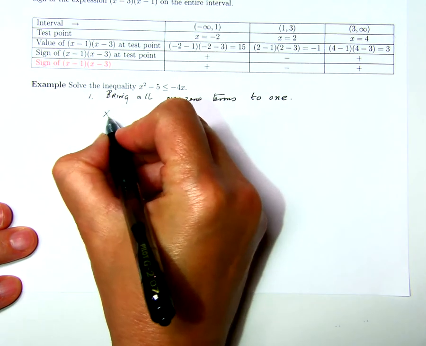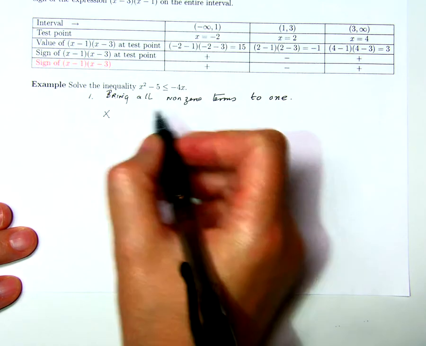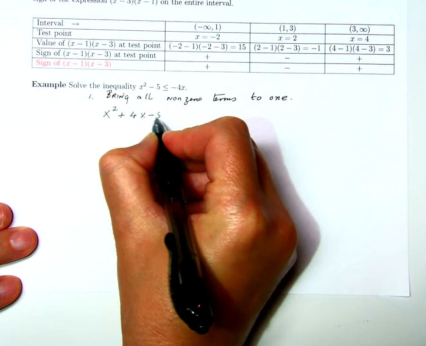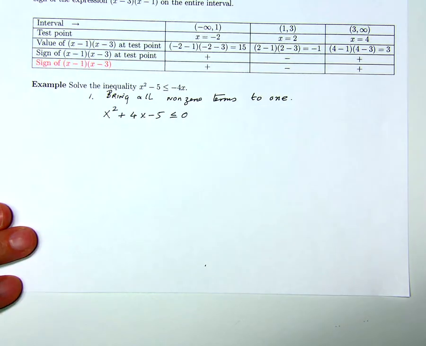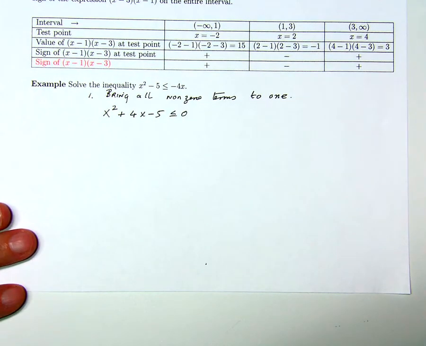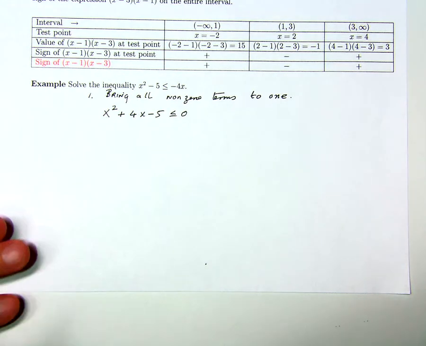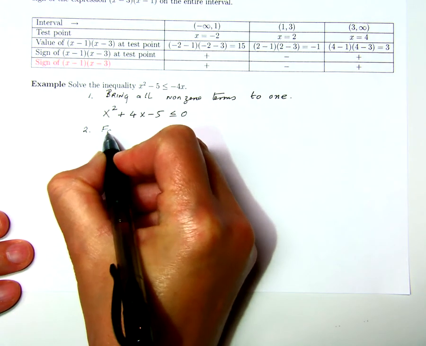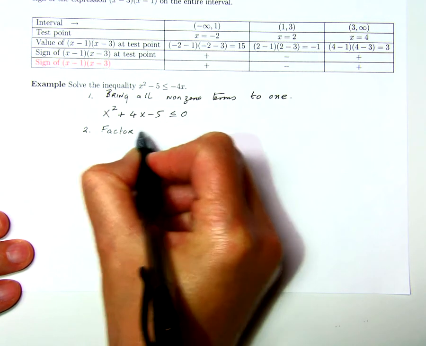So I'm actually adding 4x to both sides, so I have x squared plus 4x minus 5 less than or equal to 0. And now I have my quadratic. I've changed the problem to deciding whether some quantity is less than or equal to 0 or not. And my next step is to factor the left-hand side.